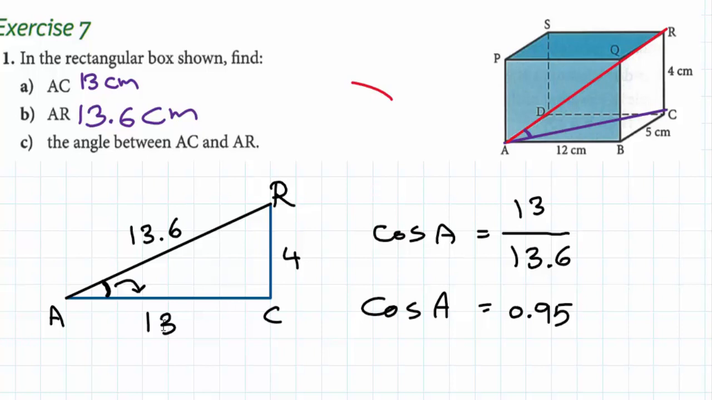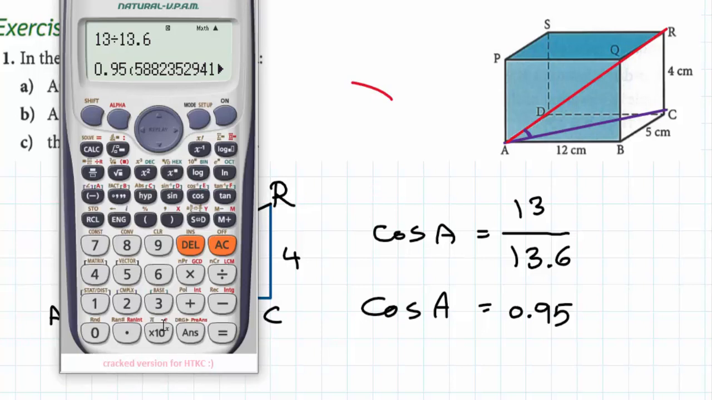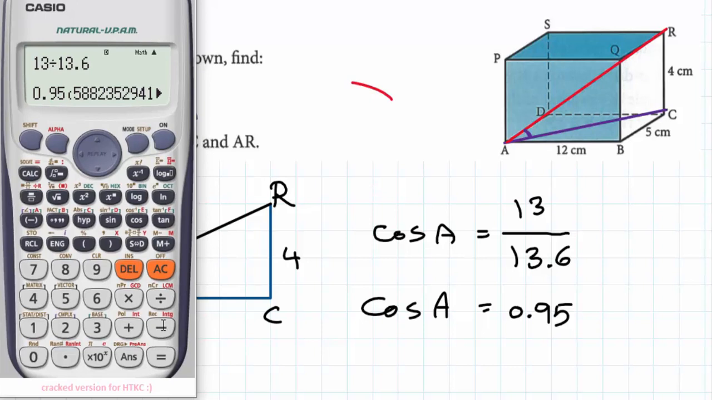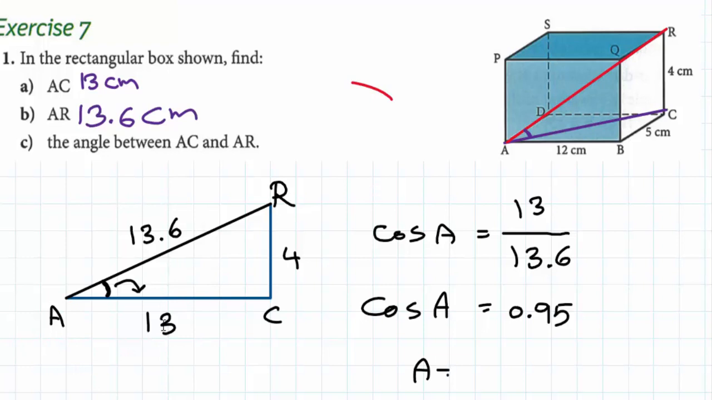Now we must use cosine inverse to get the angle A. While you are using your calculator, it's better to use the answer command, not just writing 0.95, because this answer is not just 0.95. There are so many more numbers after the 5. So we're going to say cosine inverse of the answer is 17.08 to 1 decimal place. We can say it's 17.1. Then angle A is 17.1.